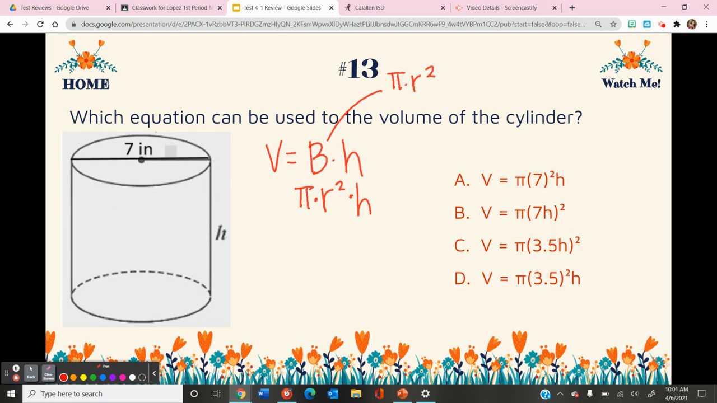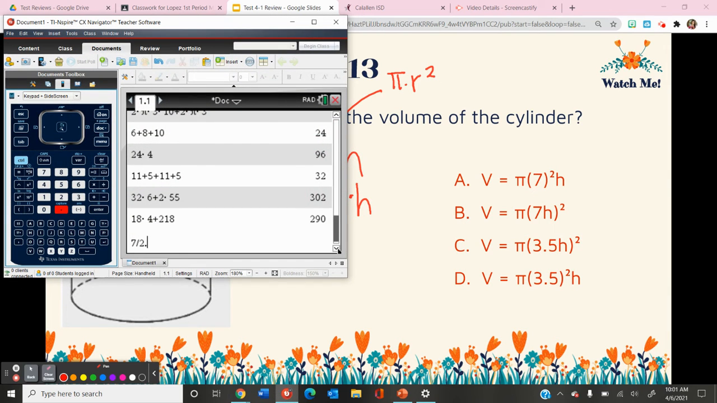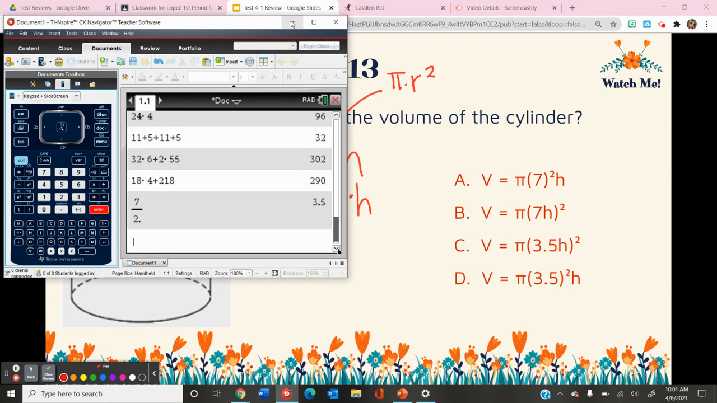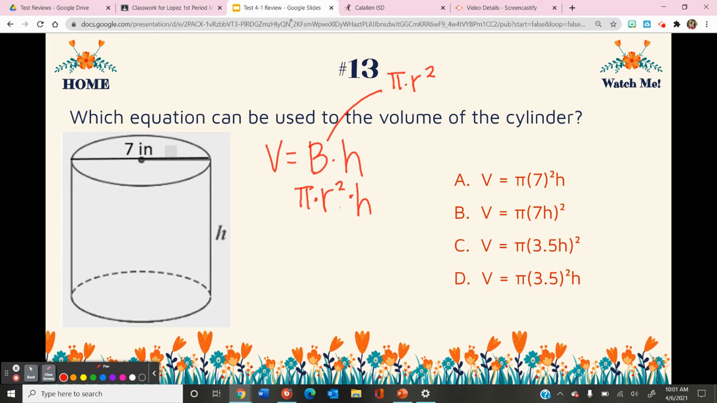So looking at my cylinder here, specifically looking at my base, we have the number 7 here, and this line goes all the way across. So this indicates that 7 is going to be the diameter. But I need to know the radius. So to find the radius, it's going to be half of the diameter, and 7 divided by 2 is going to equal 3.5.